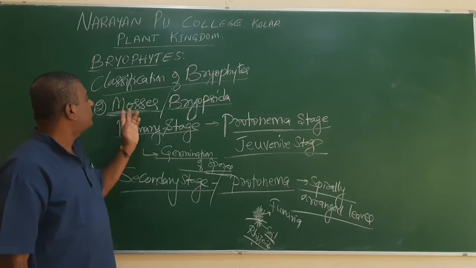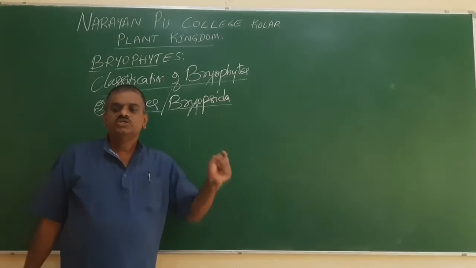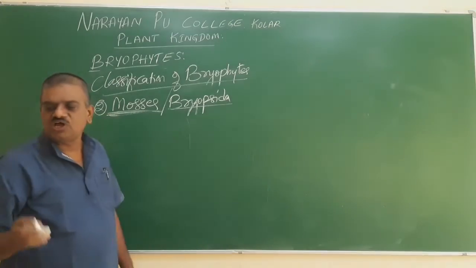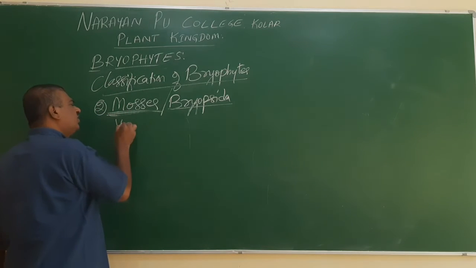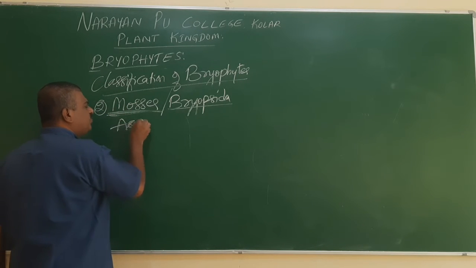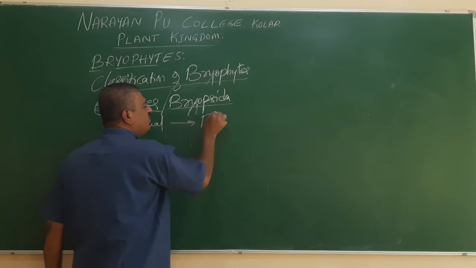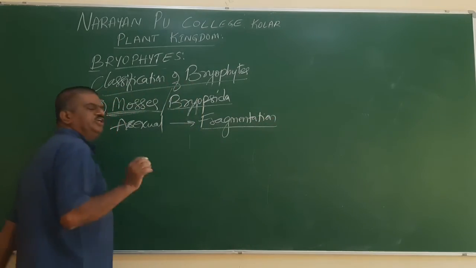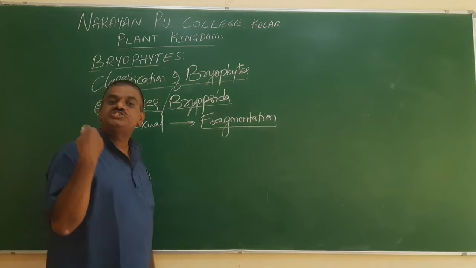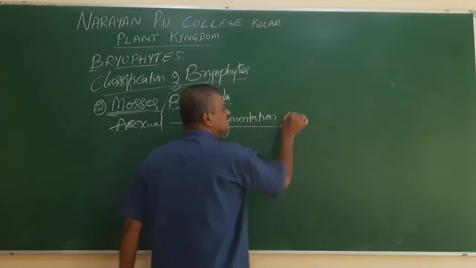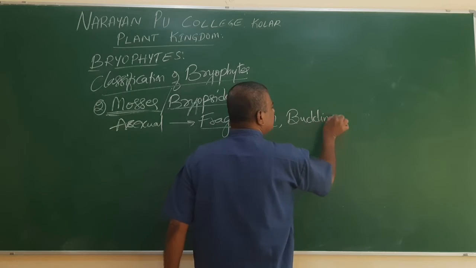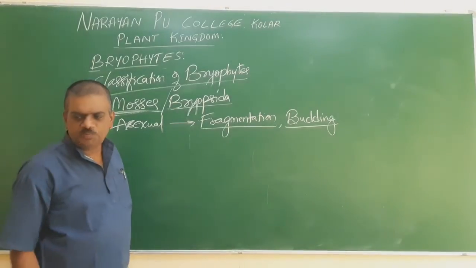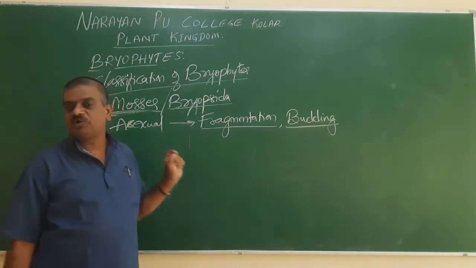Now we go for reproduction in mosses. The first one is asexual type of reproduction. There is fragmentation, where the plant body is cut into pieces and each piece has the capacity to give rise to a new plant body, and it also has budding type of reproduction. Here the thallus is cut into pieces, and each piece can give rise to a new plant, hence it is called fragmentation.